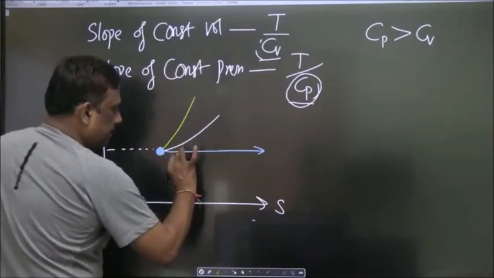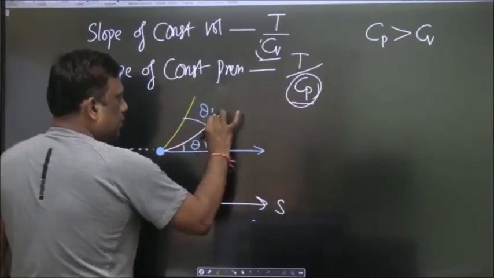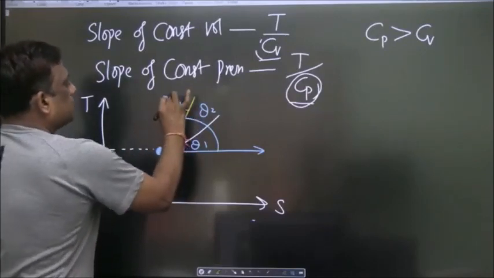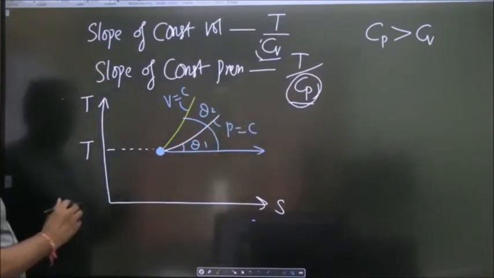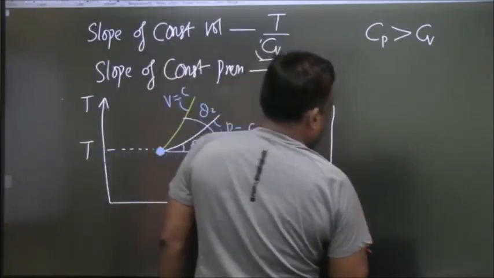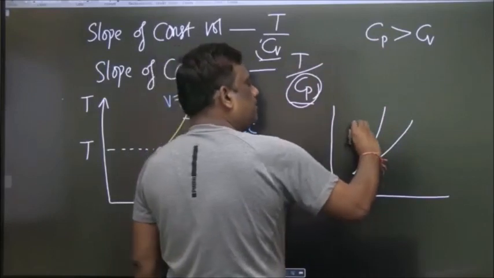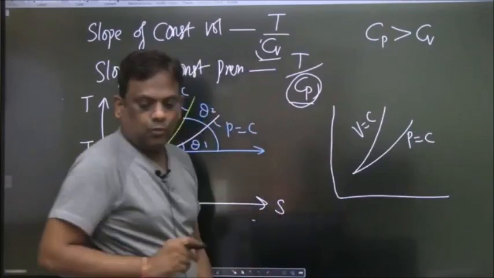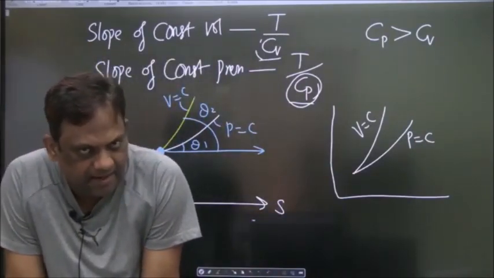Let us take this angle theta 1. Let us take this angle theta 2. Which angle is more? Theta 2 means more slope means constant volume. Less slope means constant pressure. So therefore on TS diagram the constant volume and constant pressure lines are something like this. ये देखो, more slope is constant volume, less slope is constant pressure. अरे बाबा, are we clear?